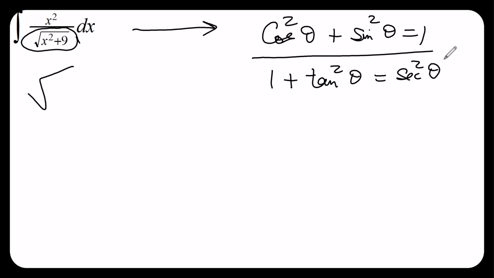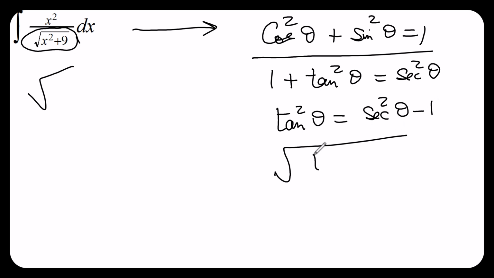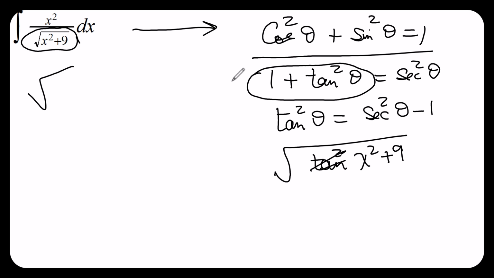transforms to this identity wherever the values of theta are permissible. If we move one to the other side, what we get is secant square theta minus 1. Now if we look at this here, what we got is this. Actually, that's not the best way to write it anyways. So we got not tangent square, but x square plus 9. And what I was getting towards hurriedly is that this format suits it the best.